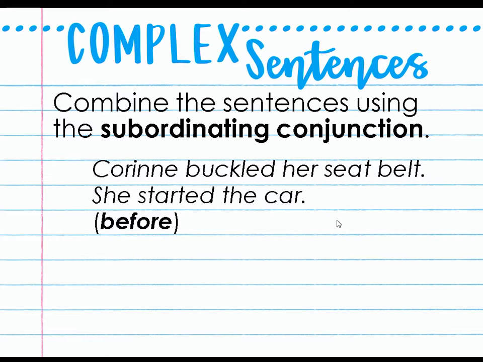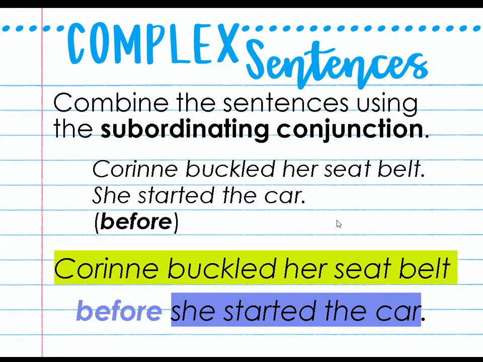Now you try. Combine these two sentences using this word before. Pause the video here and then check your answer. Good, you should have written, Corinne buckled her seatbelt before she started the car. You could have also switched this sentence and said, before she started the car, comma, Corinne buckled her seatbelt.